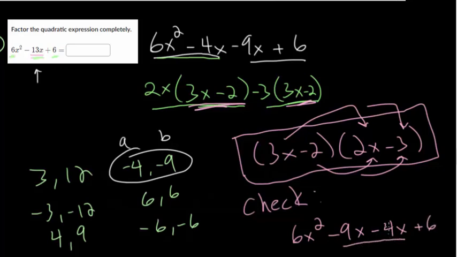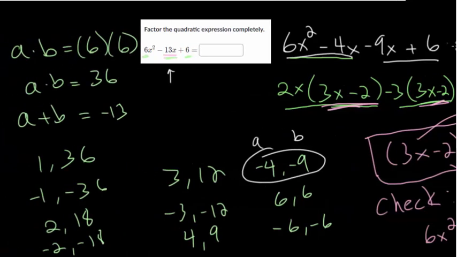And notice the middle terms do combine to give you minus 13x. So that tells us that for sure this is the right answer. And you really only know for sure if you remultiply it back out and you get back what you started with. So let's keep going. We'll do more examples here.